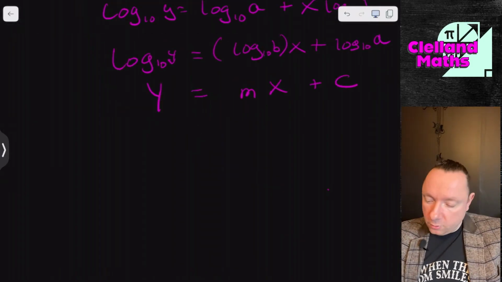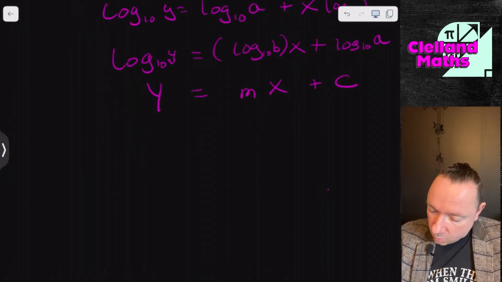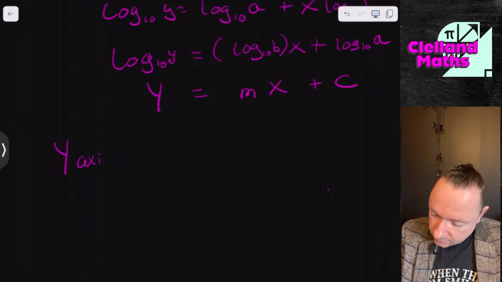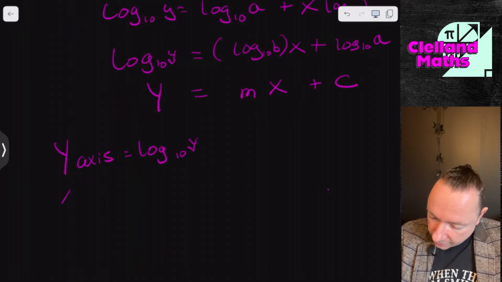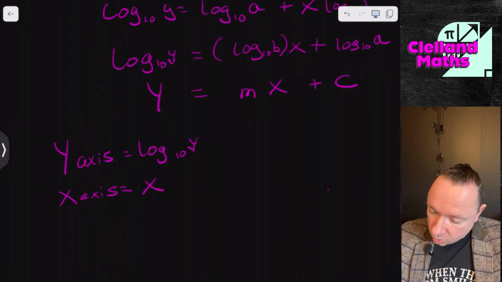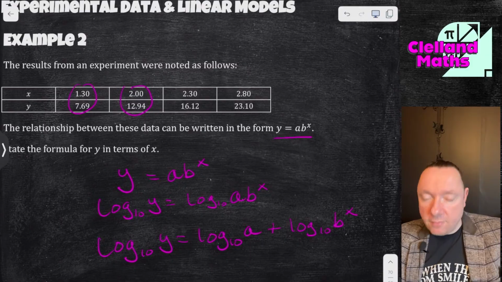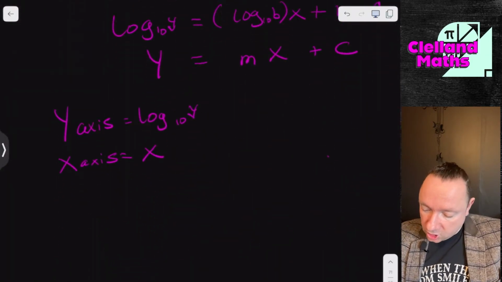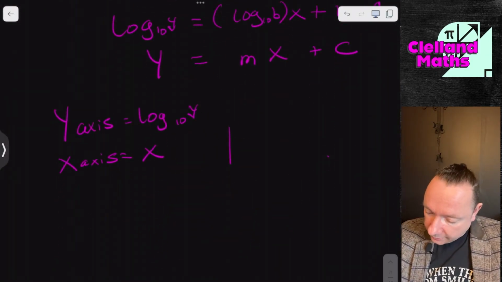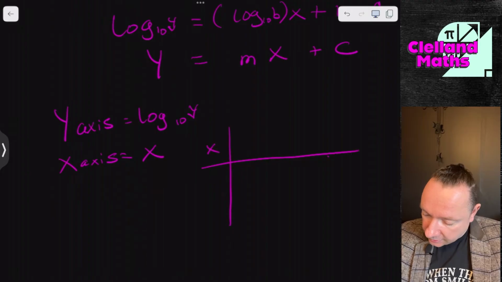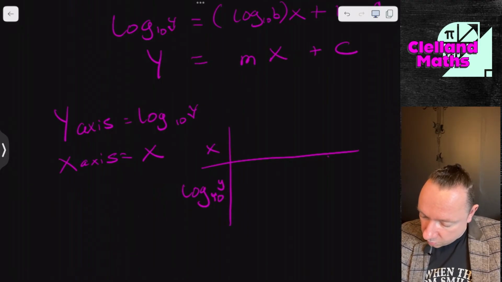So we've now got it in the correct form, so we need to make sure our axes are the same. So our y-axis is log 10 y, and our x-axis is just the x-axis. Our original data is not given in that form, it's given in x and y, so I'm going to have to change it to x and log y. That's quite easy. I just put x and log base 10 of y.